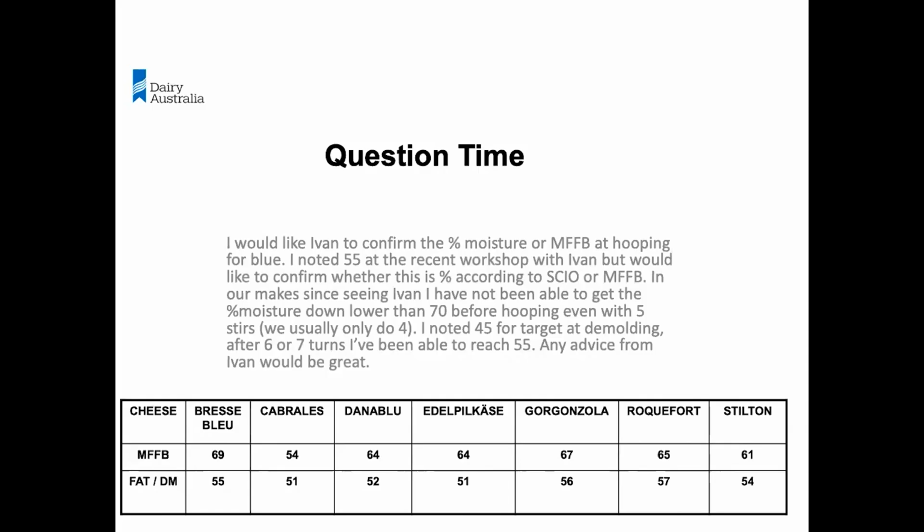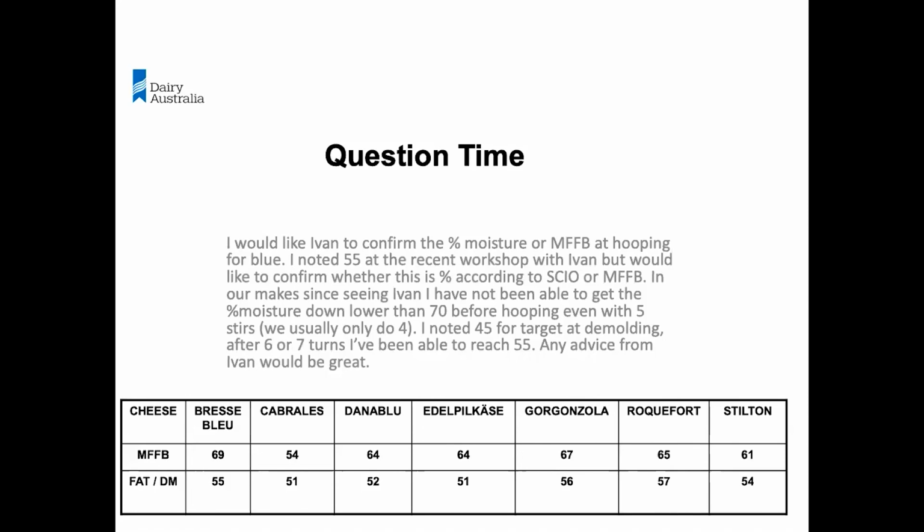You have two different things. With the SCIO equipment, you can measure the moisture level at molding. So 55% moisture level at molding, that's achievable. 45% dry matter, that's not very easy to achieve, but that depends really on the type of blue.